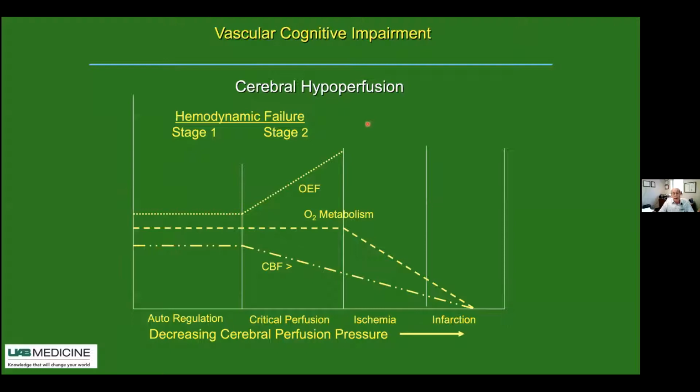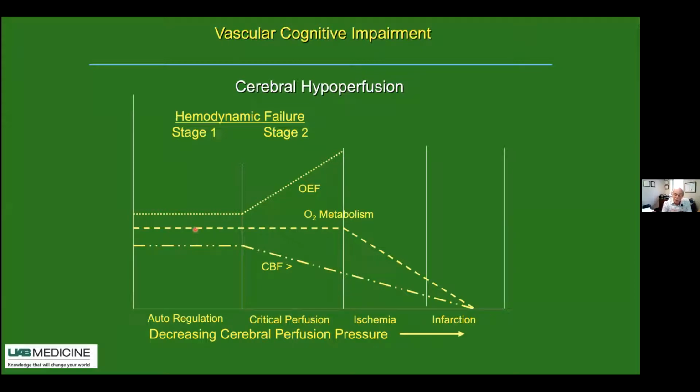If we take a look at cerebral hypoperfusion, I want to give you a model of how decreased cerebral perfusion leads to injury in the brain. Under normal circumstances, the arterioles within the brain, the middle-sized blood vessels, expand and contract with changes in blood pressure. When blood pressure gets higher, vessels contract. When blood pressure goes down, vessels expand. We refer to that as autoregulation.